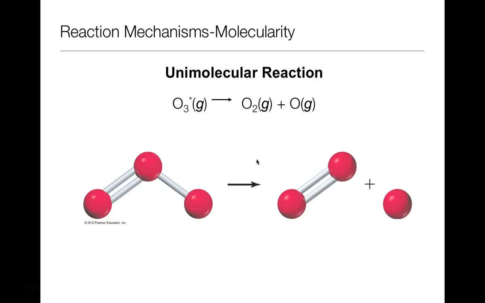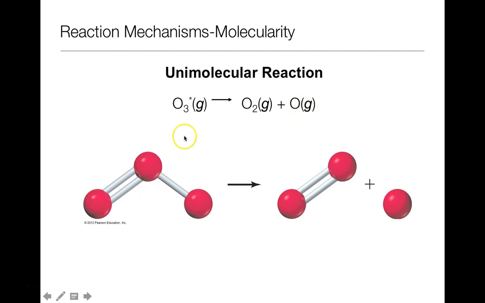So let's break these down. Let's expand our definition of molecularity. Let's look at this example of ozone, which is O3. You see it's O3 star. That just means it's in an excited state. It's not quite stable. It's got a little bit of extra energy. That's all we need to know. But it can spontaneously, under certain conditions, break down into molecular oxygen and atomic oxygen.